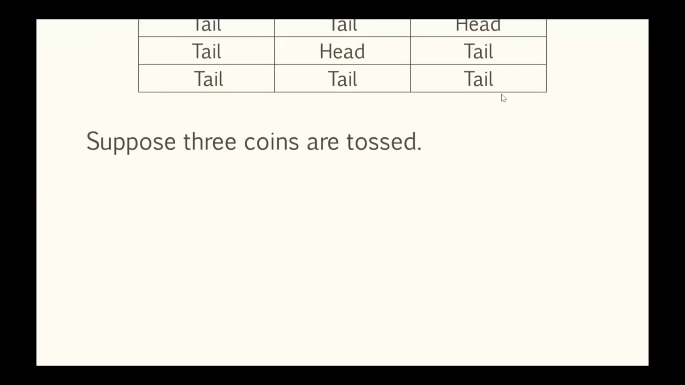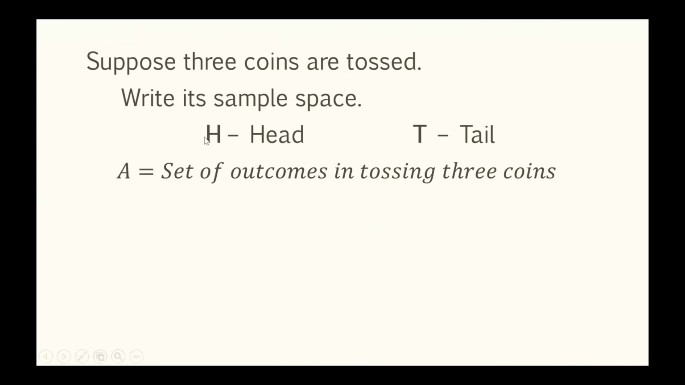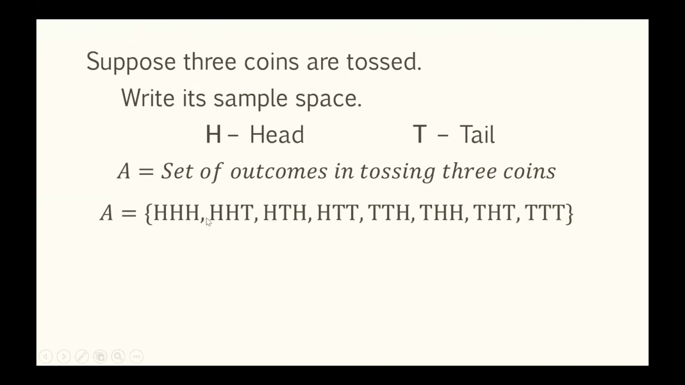If we're going to write that using the correct form of a sample space, let's say we have H for head and T for tail. Let's name the sample space as set A, the set of outcomes in tossing 3 coins. So set A is equal to open and close braces.